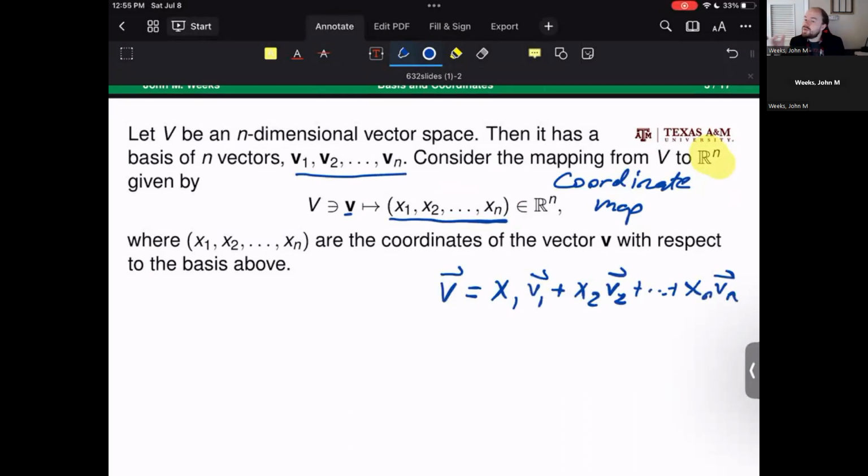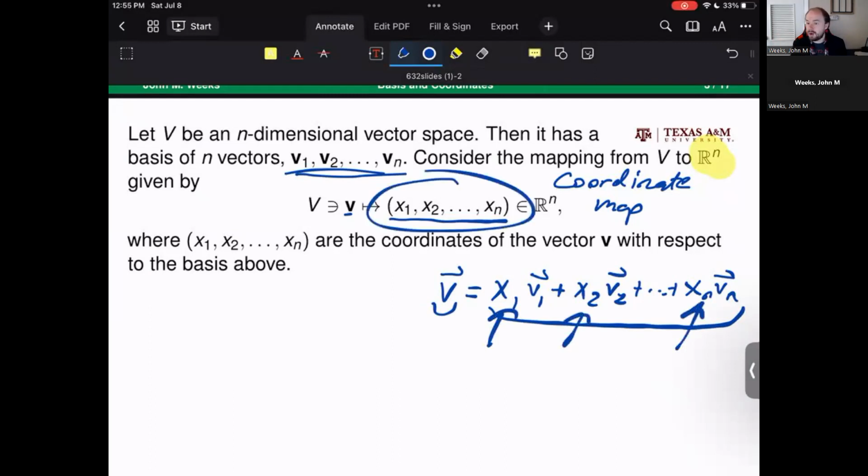So we can do this mapping and make it well-defined, taking the vector v, writing it as a linear combination in terms of its basis, and then plucking out the coordinates and writing them all together as one n-tuple in this set. Now, you can see that this is a well-defined function. In fact, this is a bijective function. This is a one-to-one correspondence.